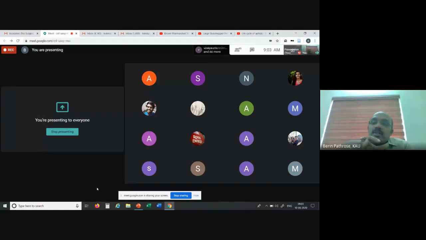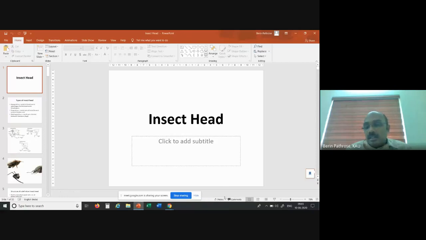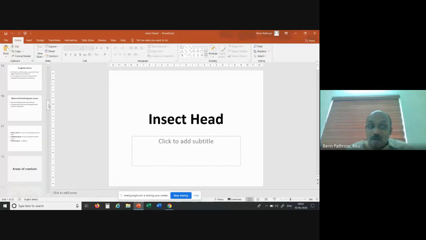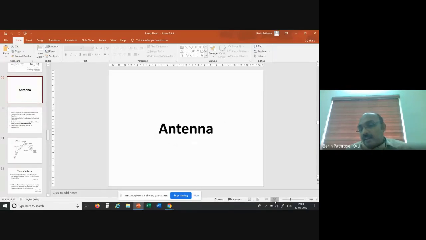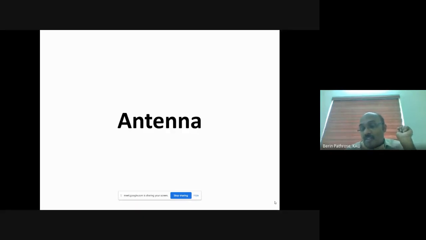Today, we will continue with the insect head itself. We will be discussing the appendages of the insect head. The first appendage that we will see today is the antenna. You might have studied about the antenna. We have a pair of antennae on the insect head, and we will discuss how the structure of the insect antenna looks, and how the antenna is modified in different species of insects.